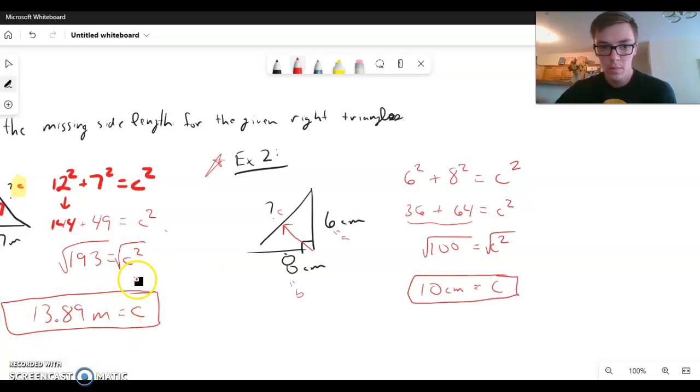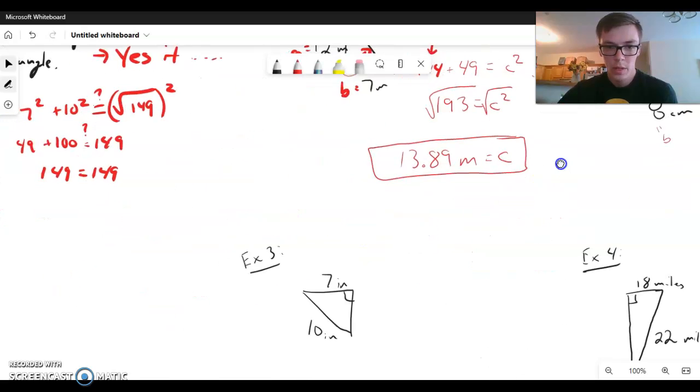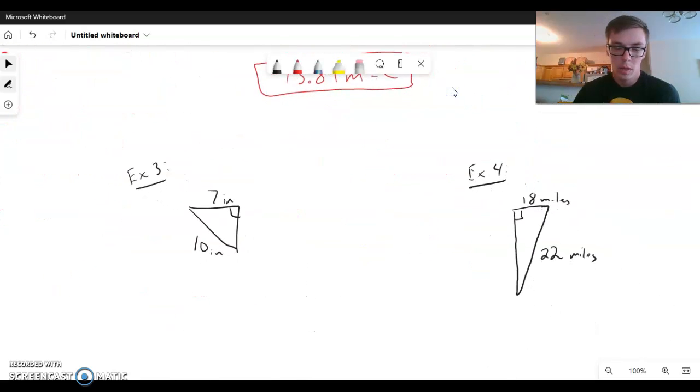All right, so let's go down and try example number 3 now. Given a right triangle still, we're going to find the side length that is missing. I still like to do the same thing: I locate the hypotenuse by finding my right angle, and I draw an arrow to the opposite side. This time, though, our hypotenuse is given. So we're given the hypotenuse, which means we're missing one of the legs.